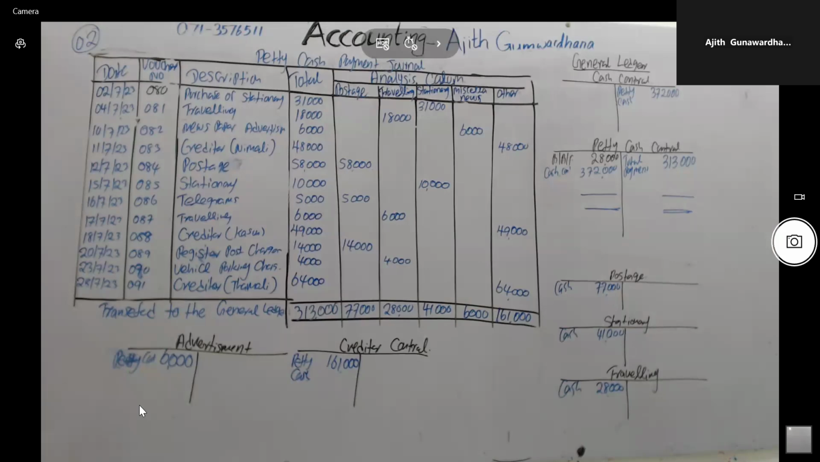Think primary books, ledger, error correction, profit correction, suspense accounts. Those are the areas we are going to discuss under lesson 4. Then calculate the closing balance of petty cash control accounts.